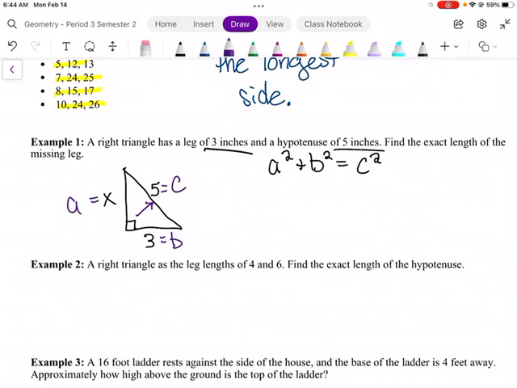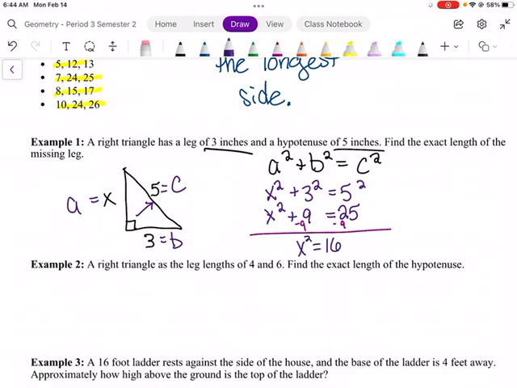And then we can plug these into our equation. x squared plus 3 squared equals c squared. And you can use any variable, so you don't have to replace the a with an x, you can leave it as a if you want. Then if we work through and square everything, we would get x squared plus 9, oh, I was supposed to put a number there, 5, equals 25. Then we'll subtract 9 on both sides, and we'll get x squared equals 16.